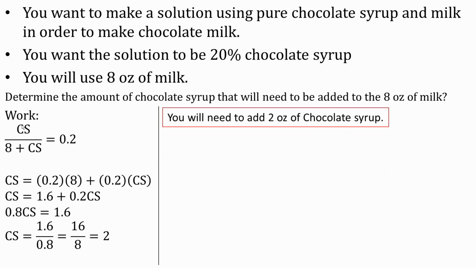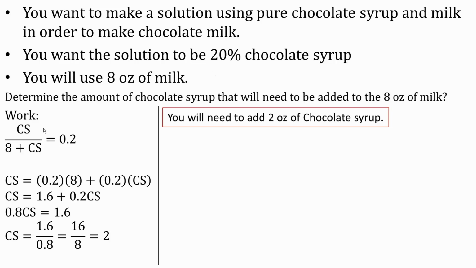I'm going to put on the top chocolate syrup divided by our total solution. We have 8 ounces of milk plus chocolate syrup because our total is milk and chocolate syrup. And this is equal to 0.2 because we want chocolate syrup divided by total solution to be 20%.